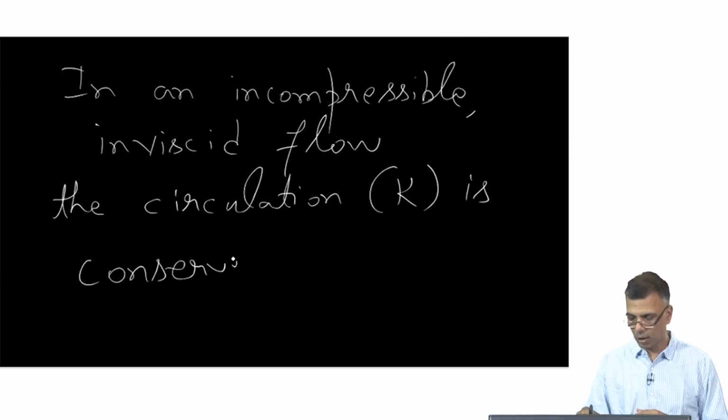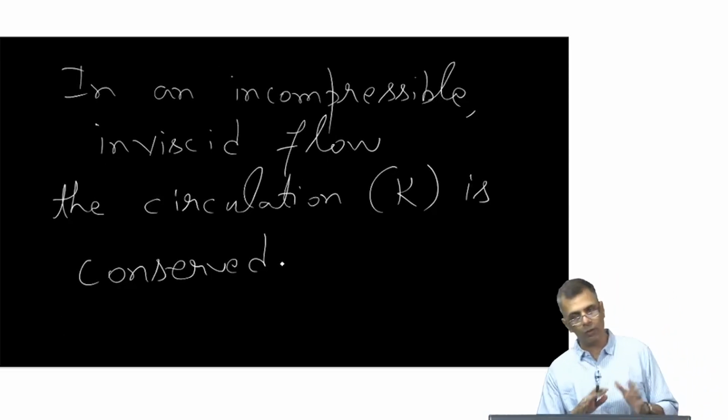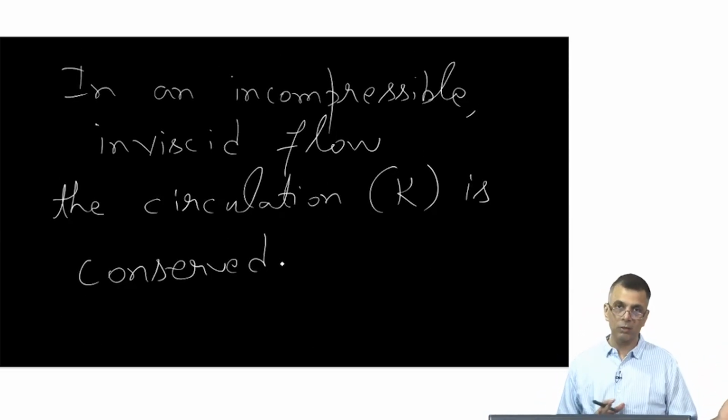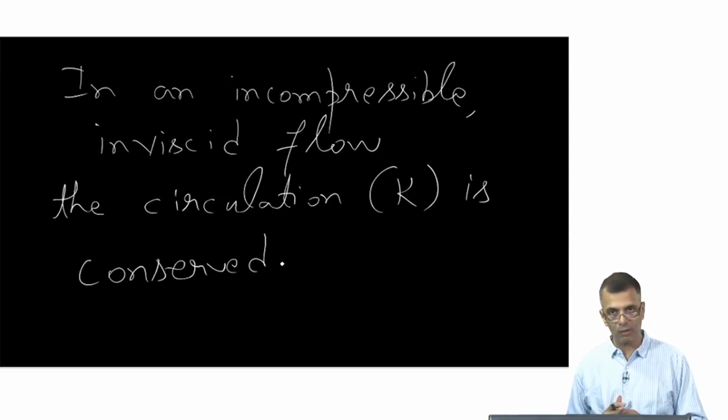If for whatever reason there's a circulation in the flow, it remains as it is. If there's no circulation in the flow, you cannot generate circulation. So this is essentially what Kelvin's vorticity theorem tells you, and we will consider that when we meet next. Okay, so that's it for now, and thank you.